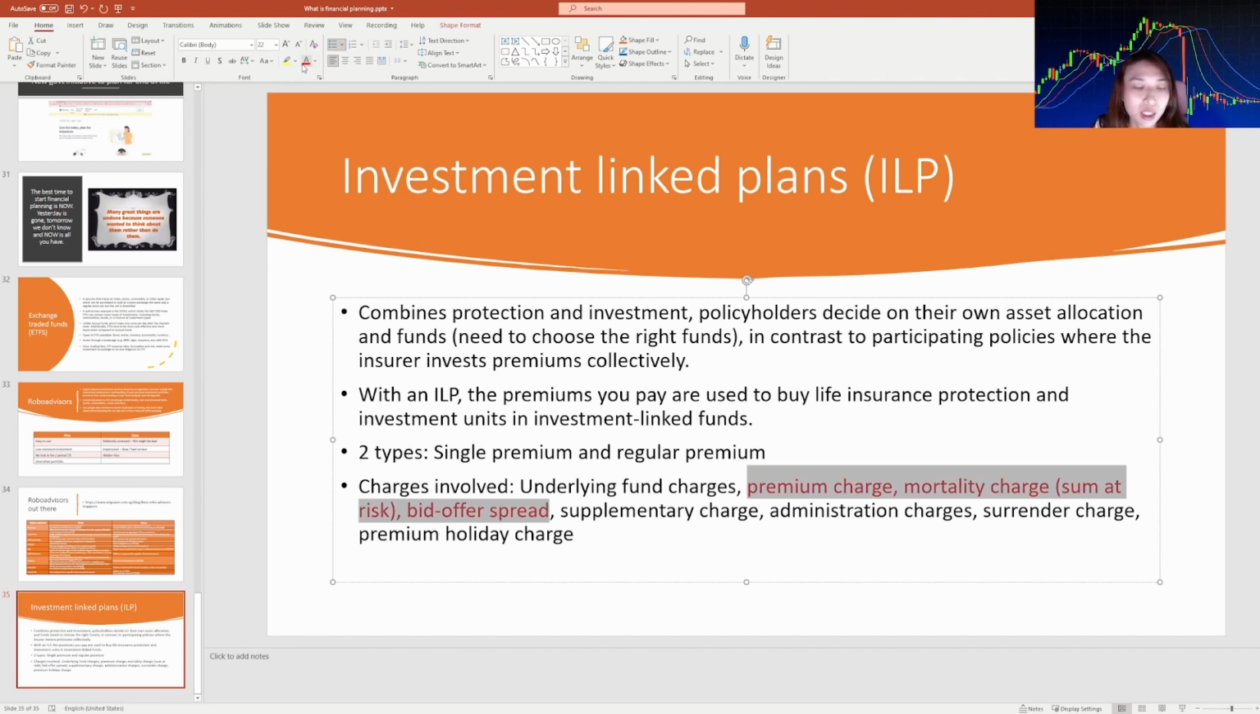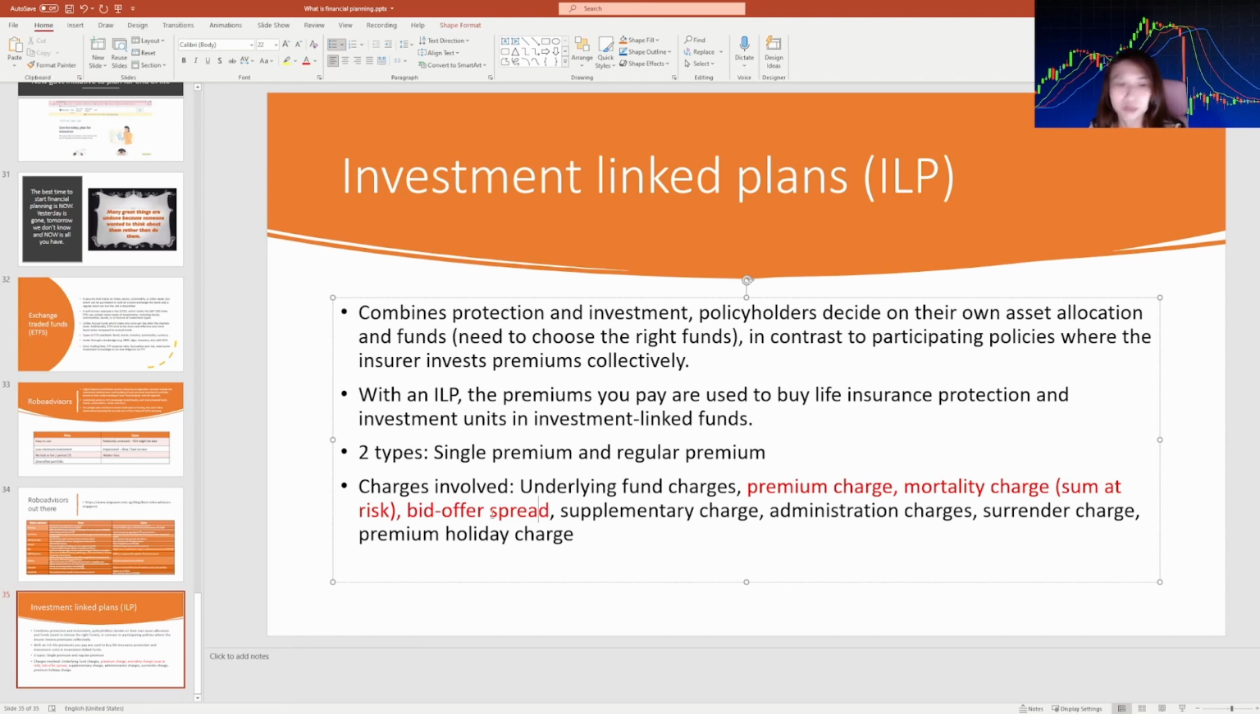Another one that sometimes you have, sometimes you don't, is the bid offer spread. This is usually when you switch funds. When you buy and sell, even for stocks, usually you have to buy at a higher price and then sell at a lower price. So there's a bid offer spread that the insurer or the stock market can earn. But some insurers don't have this bid offer spread, so you need to check whether your ILP has it.